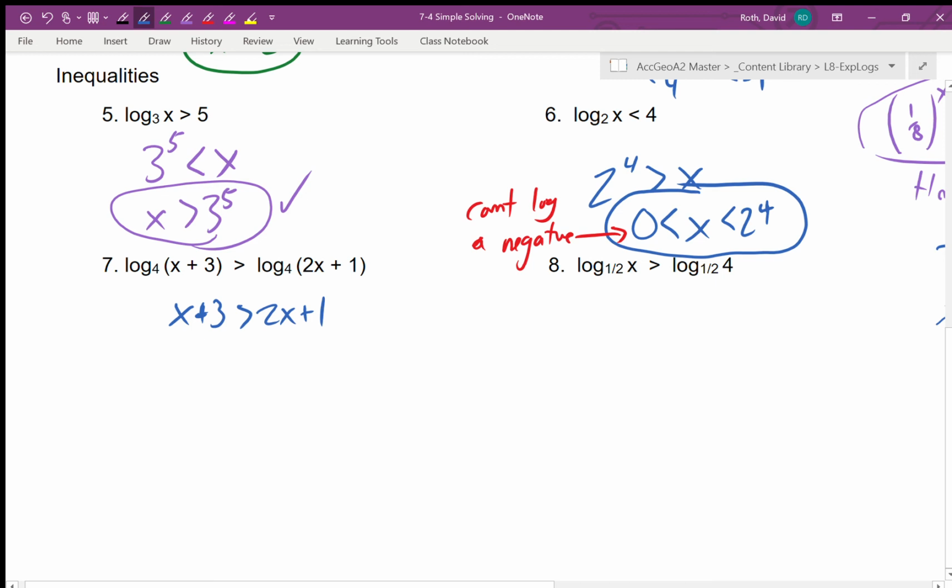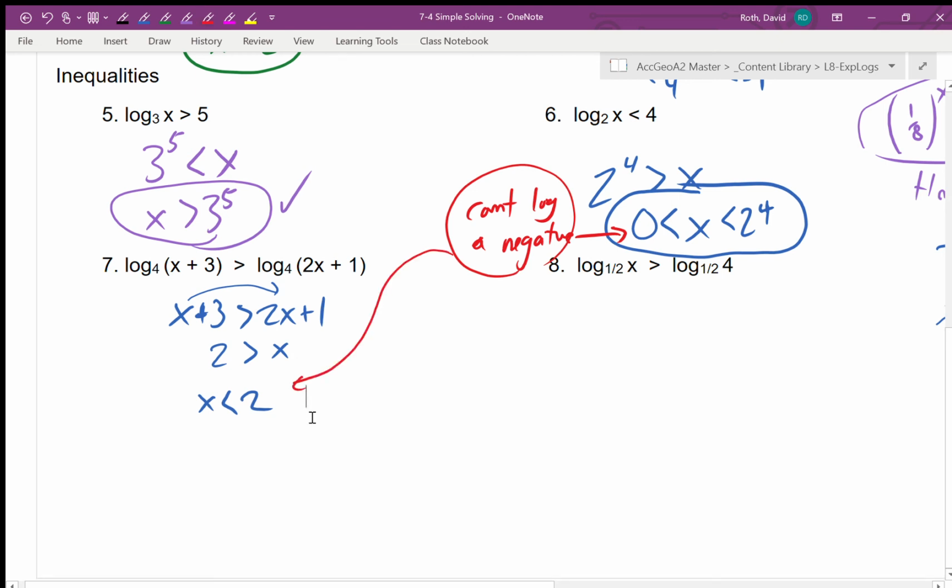Okay, a couple ways I could do this. I could either subtract x or 2x and put all the x's on the left side, but I prefer to keep the coefficient of my variable positive, so I'm going to bring the x's over to that side, so that'll be x. And then 3 minus the 1 is 2, and so x is less than 2. And you may say, I remember this, I got to think about this also still. Can't log a negative. So now what?